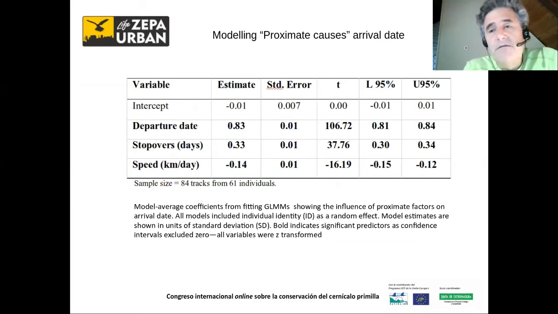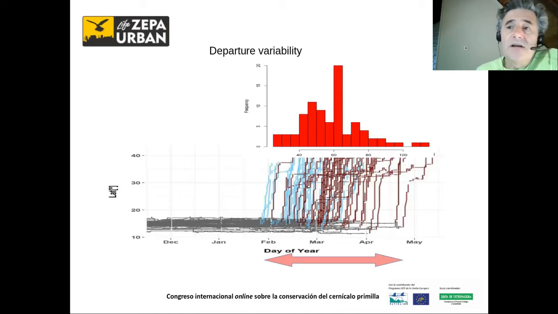Here you can see the same information in different models. This is just fitting a generalized linear mixed model in which we take into consideration that some of the data come from the same birds in different migratory trips. The data have been modeled as standard deviation units. So you can see that the estimate gives you an idea of the relative importance of each factor. Here we can see a similar thing: departure date is the main factor, followed by stopover days, while speed has a relatively minor role in arrival date. So we see departing early is really the most important thing if you want to arrive early.